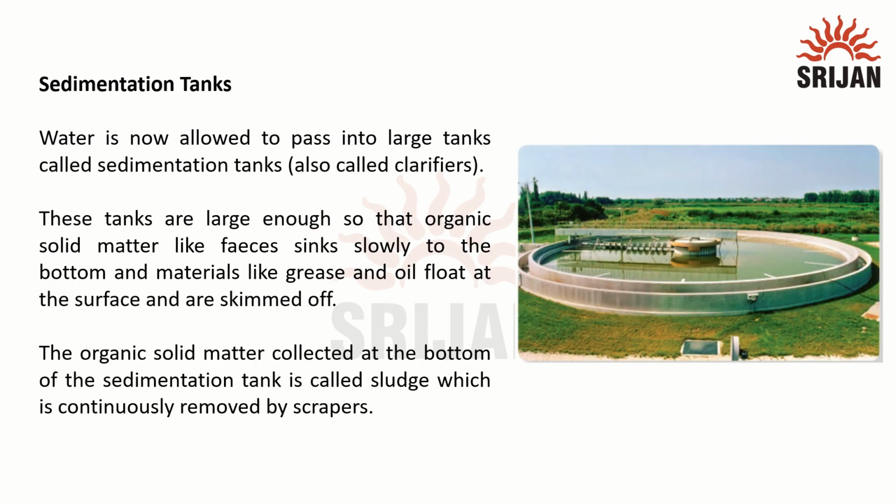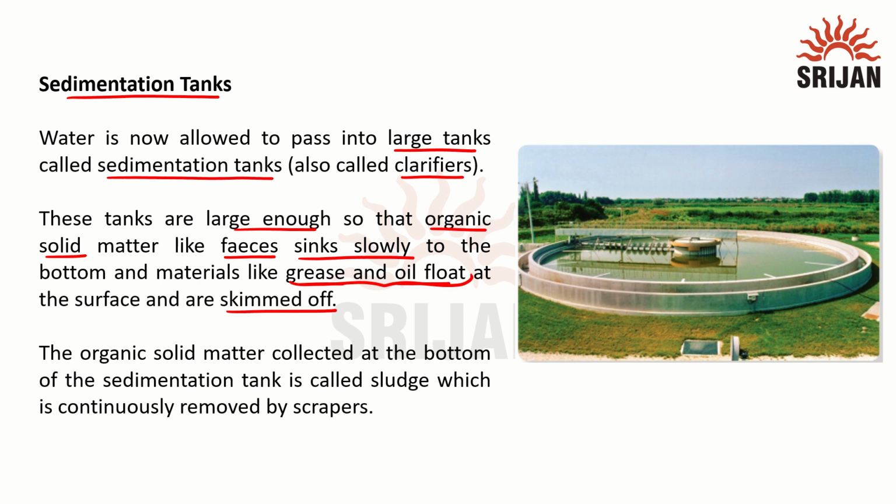Now, we will take it to the next step known as the sedimentation tank. Water is allowed to pass into large tanks known as sedimentation tanks, also called clarifiers. These tanks are very large and are made in such a way that organic matter, for example feces, can sink slowly to the bottom and materials like grease and oil can float at the surface. The grease and oil floating on the top will be skimmed off.